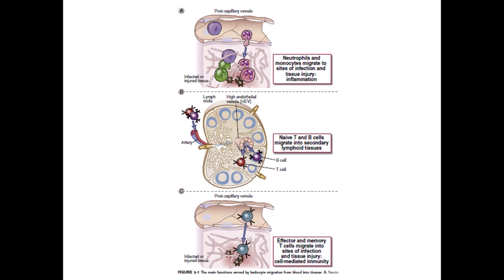And this migration usually is mediated through the production of substances we call cytokines. So under the influence of these cytokines, they will migrate into their allocated area.